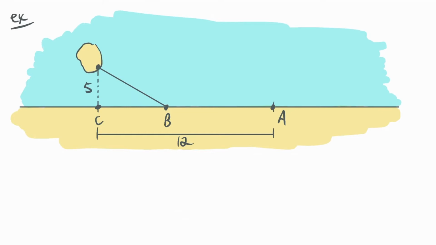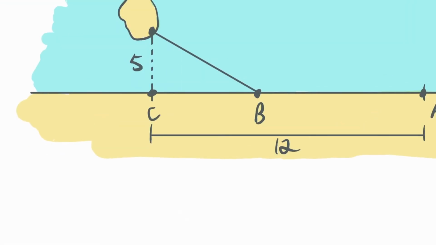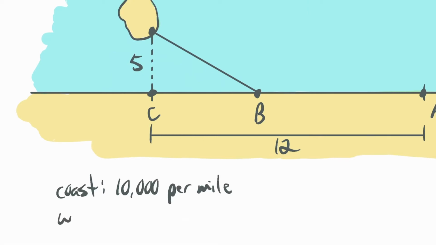So let's say the following. Along the coast, let's say this costs, I'm going to make up numbers, $10,000 per mile. Is that realistic? I don't know. I'm just making up numbers. Let's say under the water, it's twice as much, $20,000 per mile. Right? I don't know that's realistic. I'm just making up numbers.